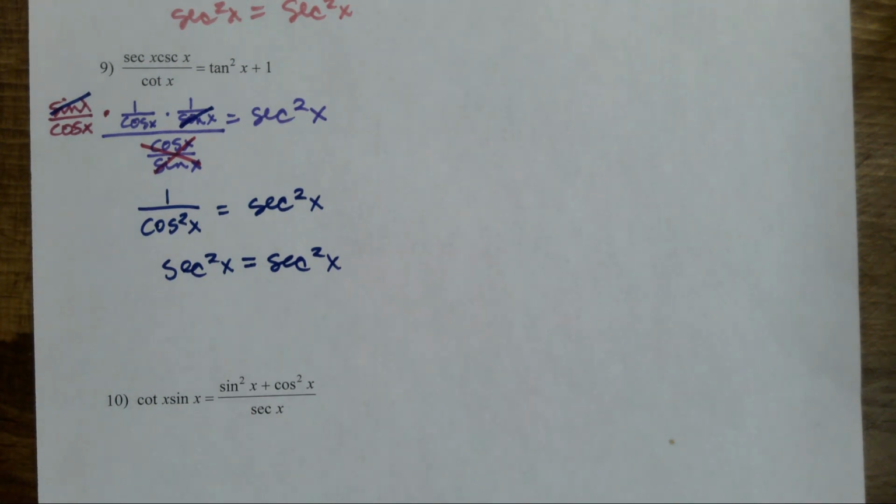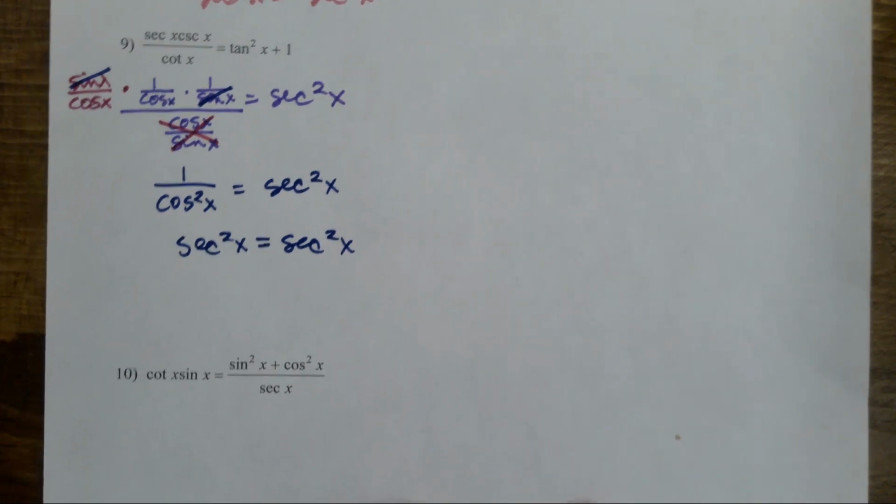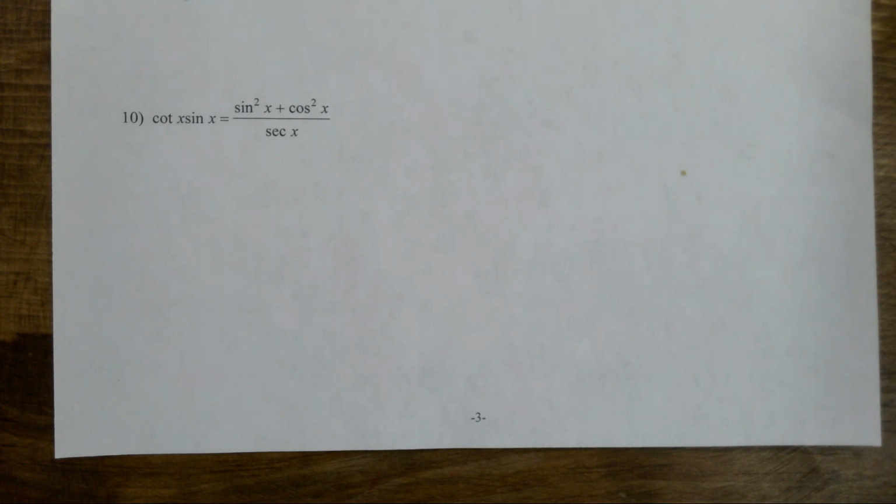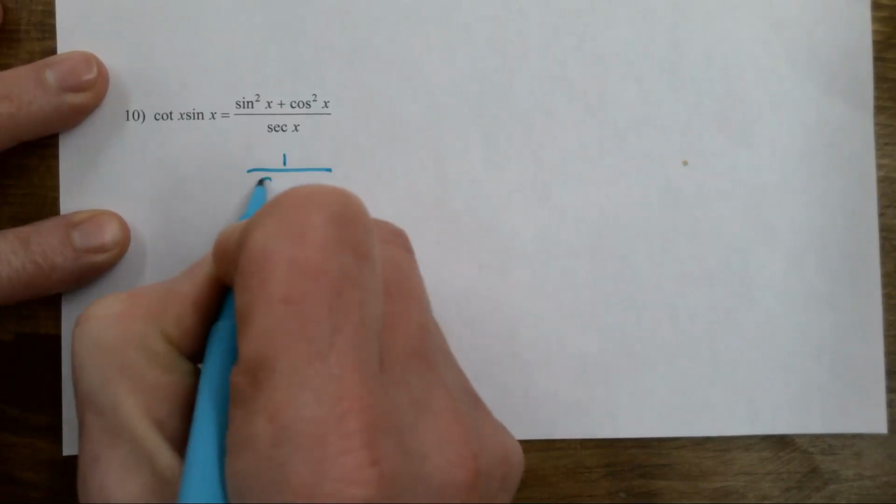Number 10. I love number 10. I don't know why I love it. I have no reason to, but it's a nice one. It goes quick. My mind is pointing at one thing in particular. My mind sees something that makes me smile. The top is going to be 1. Yeah, that right side top will be 1. So that is 1 over secant.